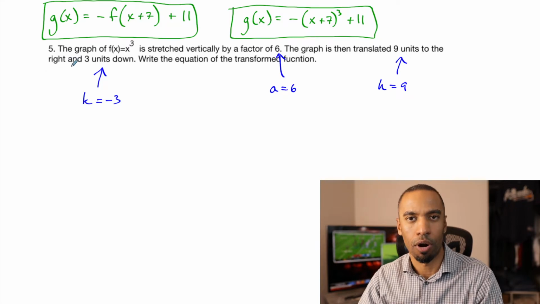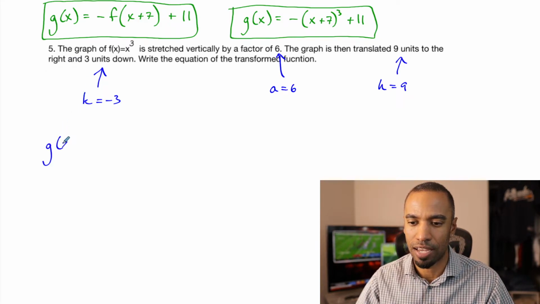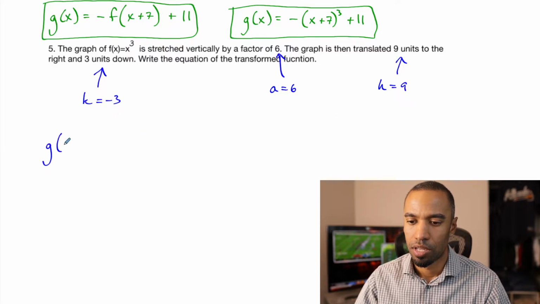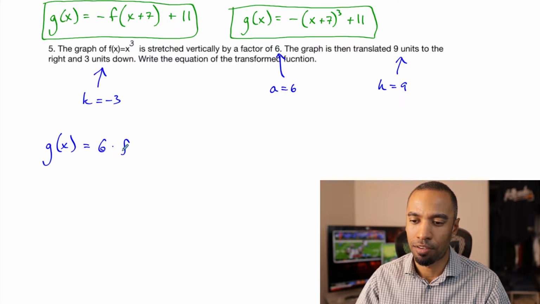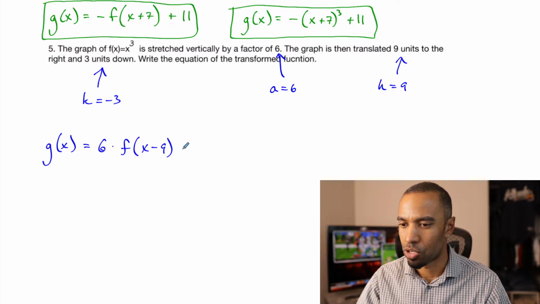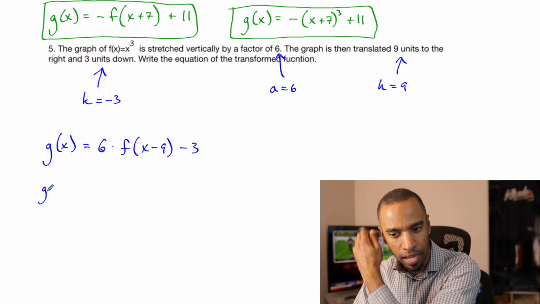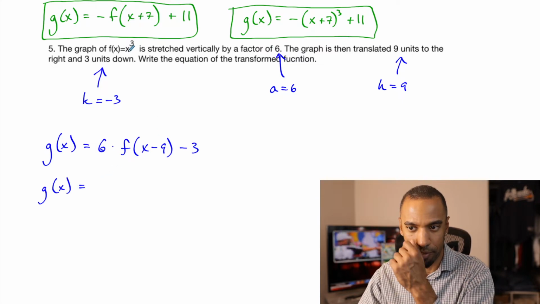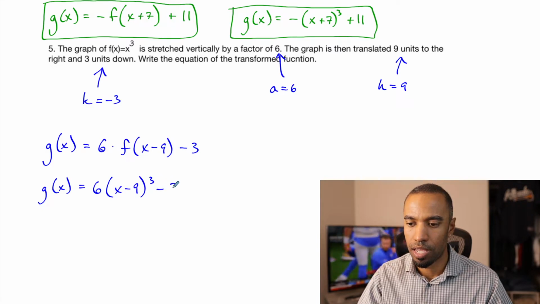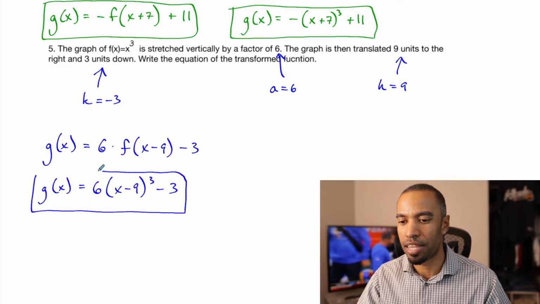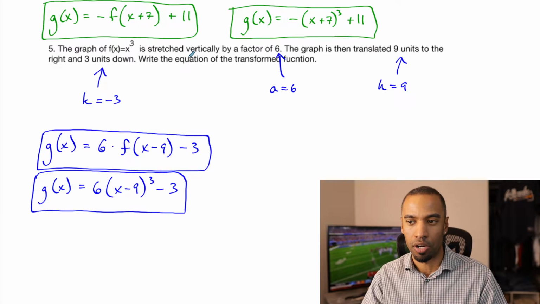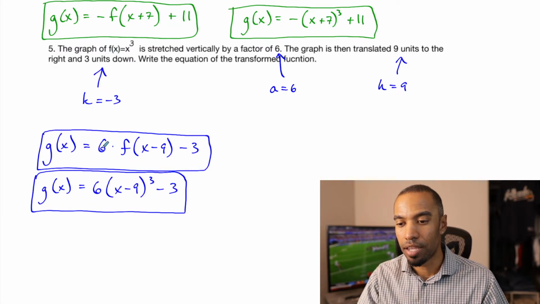So in its f of x form, in that raw general form right there, we'll say g of x equals 6 times f of x minus 9, and then minus 3. And then the cubic form of that, if you do f of x minus 9, that'll be 6 times x minus 9 quantity cubed, minus 3. Either or. As long as b is not in there, you don't have to do some extra stuff to pull it out to just an a value there. They didn't mention any horizontal things like that, so there it is. Either is fine there.